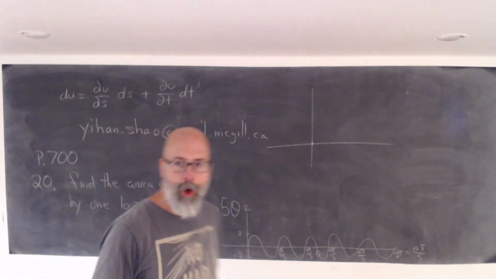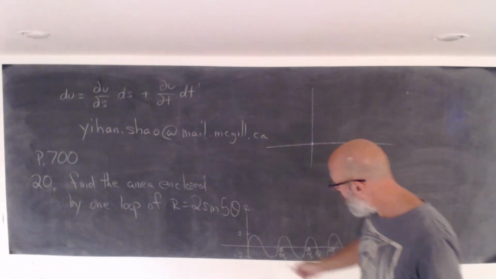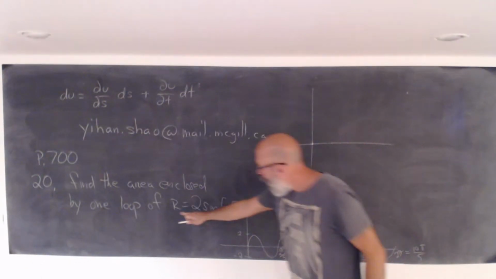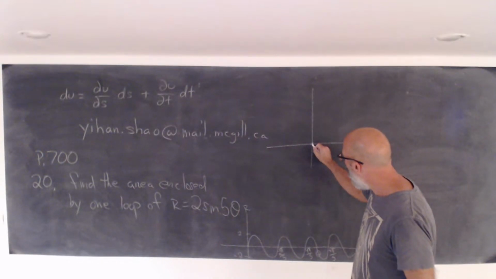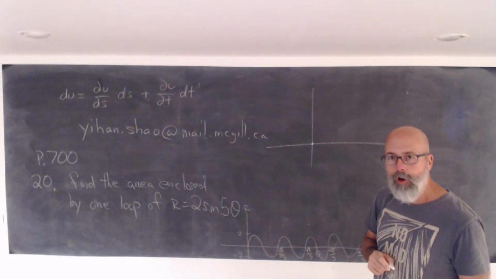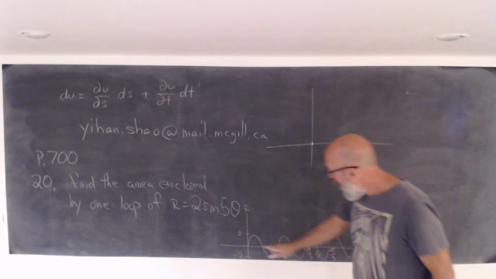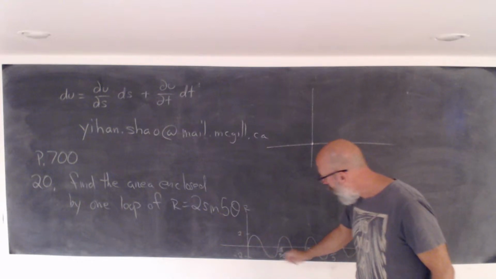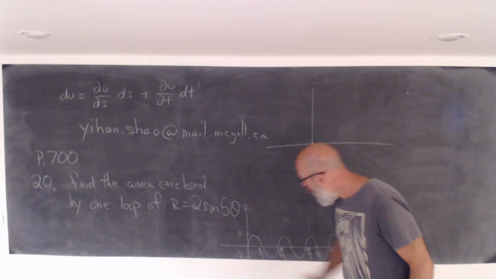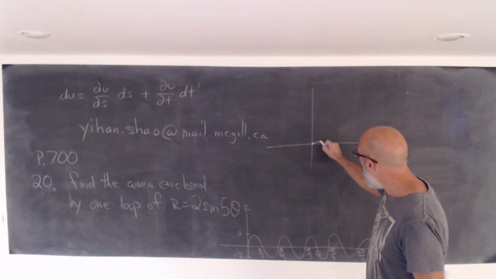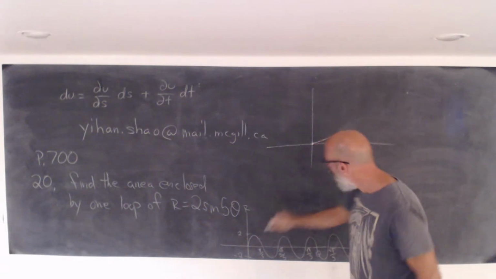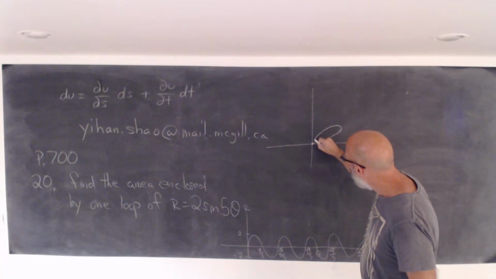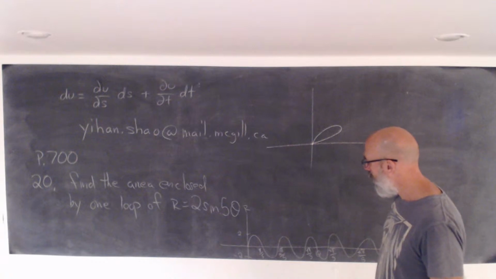So you've had some time, perhaps you've graphed it already. Sine starts off at 0. So r, which is the distance from the origin, starts off at 0. So you're at the origin. And then you're increasing all the way to 2, and then back down to 0 at pi over 5.